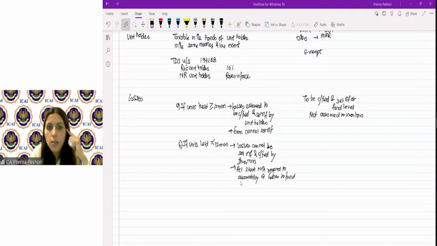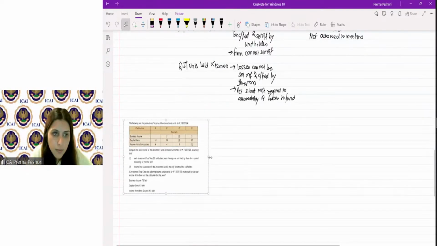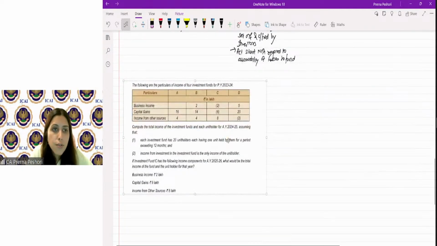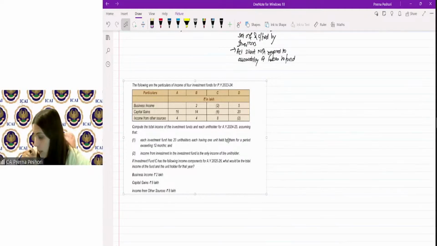So from your module, one question on this particular point I'm putting across. Following are the particulars of the income of four investment funds A, B, C, D. The business income is given, capital gain is given, and income from other sources is given. Compute the total income of investment funds and each unit holder for AY 24-25, assuming that each investment fund has 20 unit holders, each having one unit held by them for a period exceeding 12 months. Income from the investment in the investment fund is the only income of the unit holder.